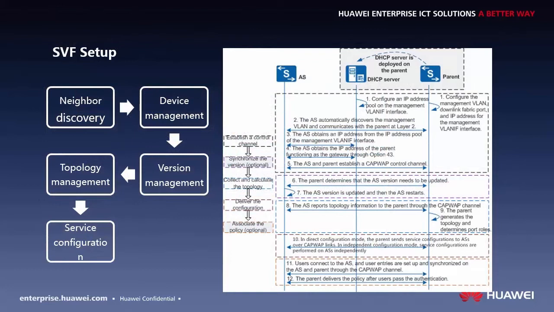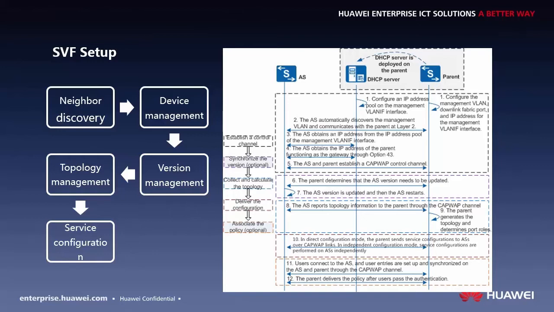Let's look at the SVF system setup process, which consists of the following phases. Phase 1. Neighbor discovery. A parent sends information including the management VLAN to an AS. Phase 2. Device management. The AS obtains an IP address through DHCP, sets up a CAPWAP link with the parent, and registers with the parent. Phase 3. Version management. The AS checks whether its software version is the same as that of the parent. If not, the AS downloads the system software from the parent to upgrade and synchronize its software version with that of the parent.